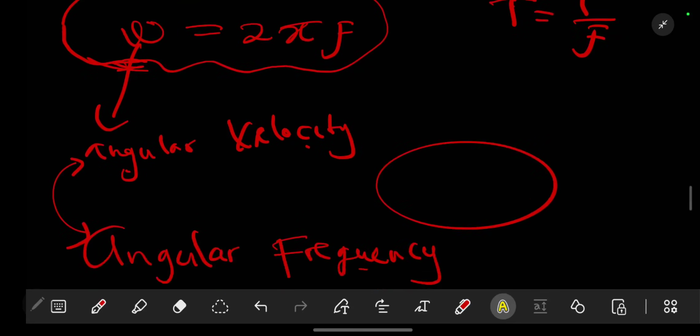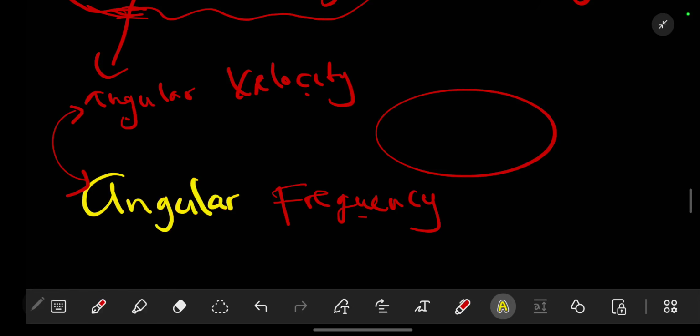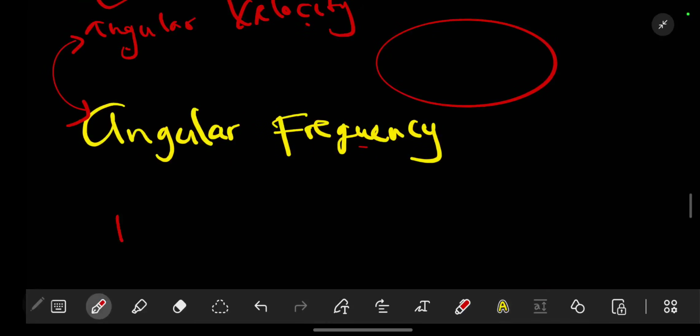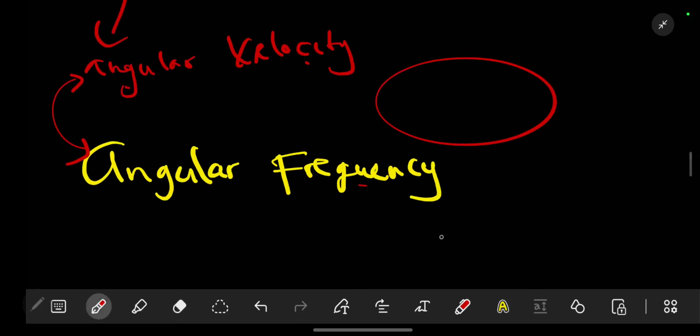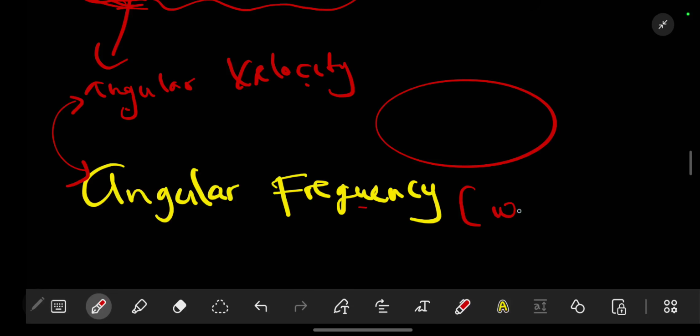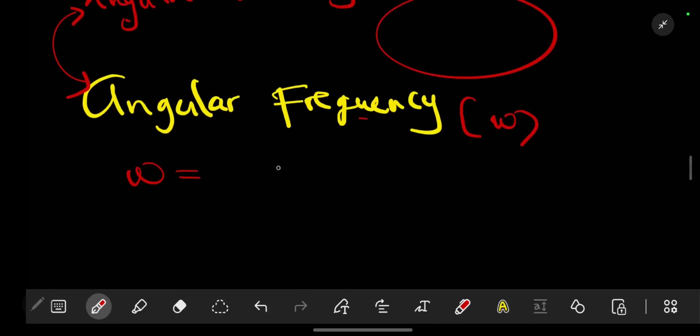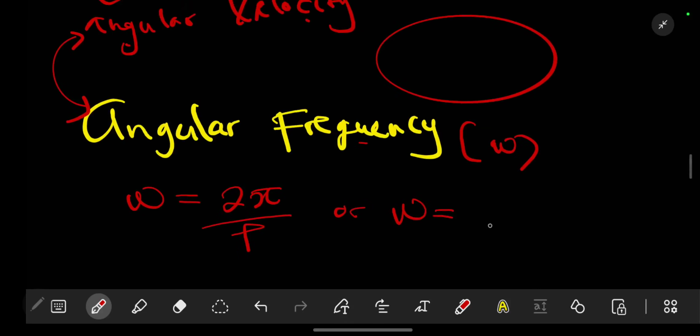So due to that, that is what we call angular frequency. They are the same in terms of the value, but it's only the direction that differentiates them when you are asked about rotational motion. So for angular frequency, by formula, even the symbol is the same, omega. The angular frequency is equal to 2 pi over the period, or omega should be equal to 2 pi times the frequency.